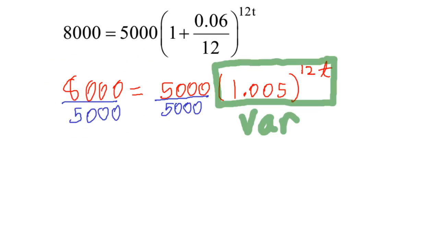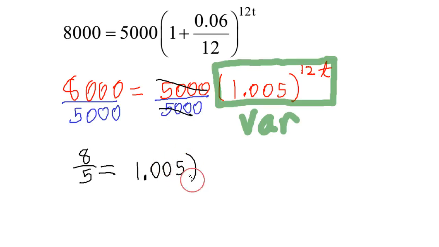Well, the 5,000 is multiplying the green box, so I need to divide both sides of the equation by 5,000. Now, this is going to give me 8 over 5, which I'll calculate on the calculator in a moment. And then these just cross out, so we're left with just 1.005, and that 12t is still an exponent right there.